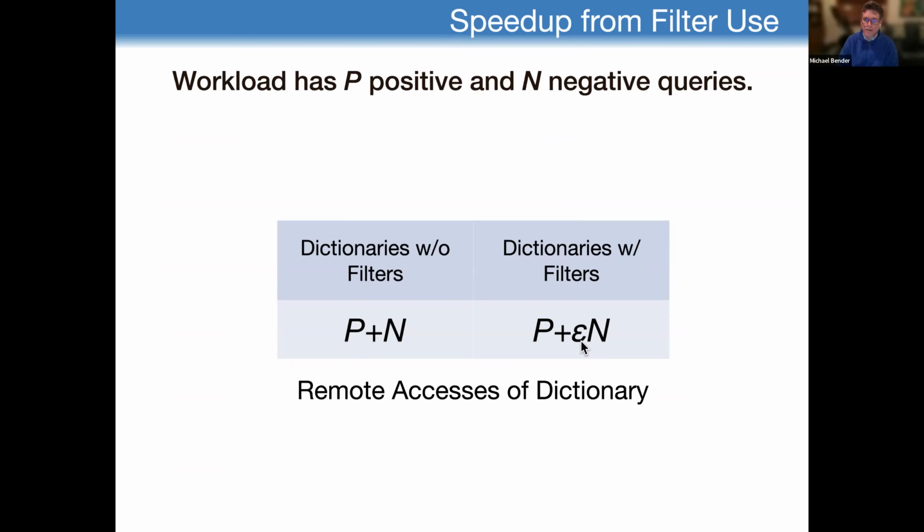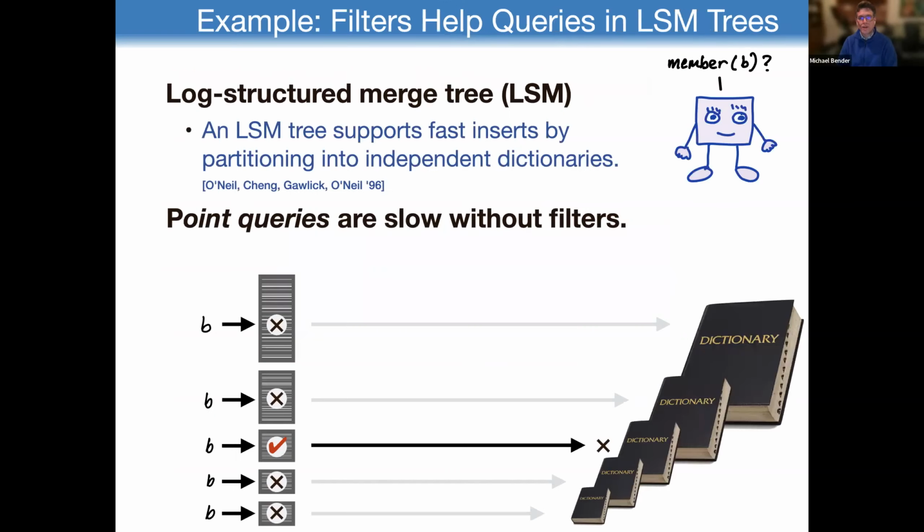Okay, so, and actually I'll do another example just to illustrate how big this improvement actually is. So one common place where filters are used is in a data structure called a log structured merge tree. And a log structured merge tree supports really fast insertions. And the way it does it is by partitioning a big dictionary into a bunch of independent dictionaries. So I'm not going to explain in this talk why it supports fast insertions, but it's important.